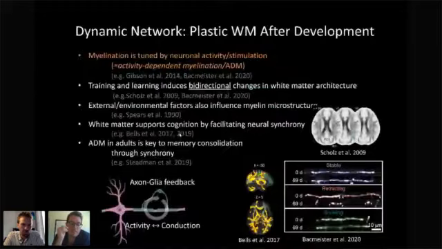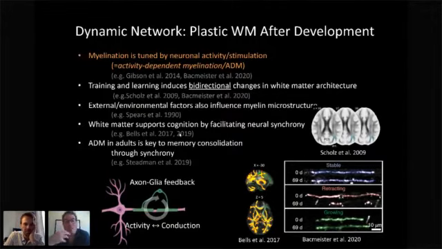So now that we're done with the refresher, there have been a lot of recent discoveries showing that white matter is actually a very dynamic network. It's far from a passive network of cables; it's actually a plastic structure, plastic even after development and well into adulthood. And the general take-home message of this busy slide, highlighted in orange, is that myelination is tuned by neural activity.